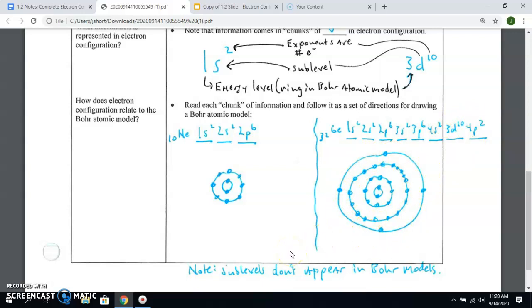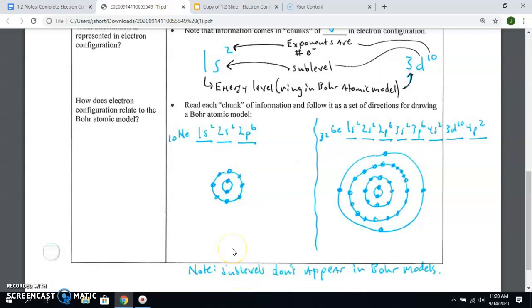Just a couple of notes about this. Just note that sublevels don't actually appear in Bohr atomic models. The only thing that we see in Bohr atomic models are the rings, which are technically called energy levels, and we also see the dots, which are electrons. So we do not see sublevels in the Bohr atomic models.